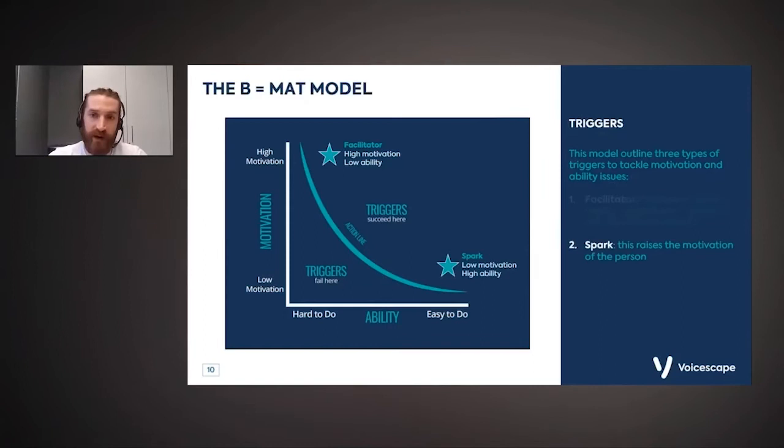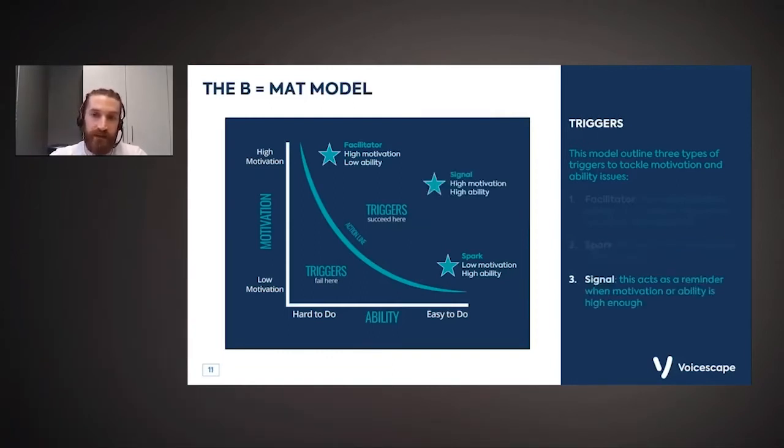Secondly, we can think of sparks. These are the opposite of facilitators: when motivation is low, but the ability is high. So I mentioned that tenants' motivation for engagement may be low because they may feel ashamed. So is there anything that we can do as part of our engagement techniques to try and minimize this feeling and let them know that they'll be supported and that you're there to help them when they get on that call?